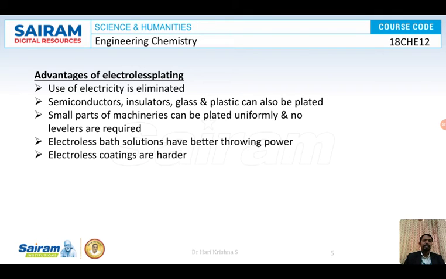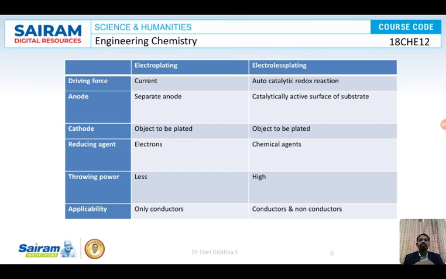Got it? Let us see the advantages of electroless plating. In electroless plating, use of electricity is completely eliminated. Semiconductors, insulators, glass, plastic, ceramic, you name it, that can be plated. That is the beauty of electroless plating. Small and minute parts of machinery can also be plated uniformly and no levelers are required. Electroless bath solutions have better throwing power. Electroless coatings are harder. So these are the advantages of electroless plating.